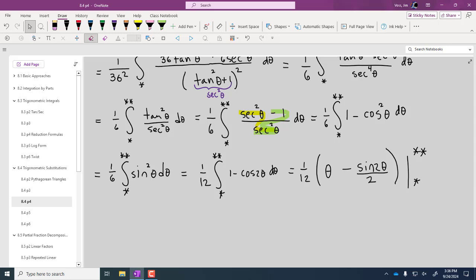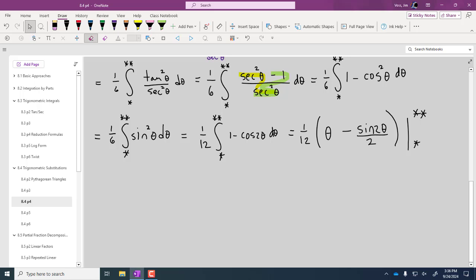Okay, so how do we rewrite sine of 2 theta? 2 sine theta cosine theta. Very good. Rockin'. I'm going to distribute the 1/12. So we're going to have 1/12 over here. Sine theta cosine theta.